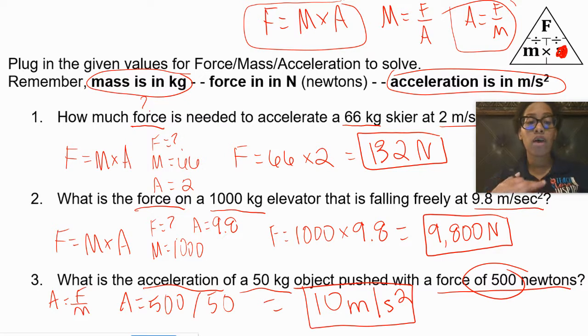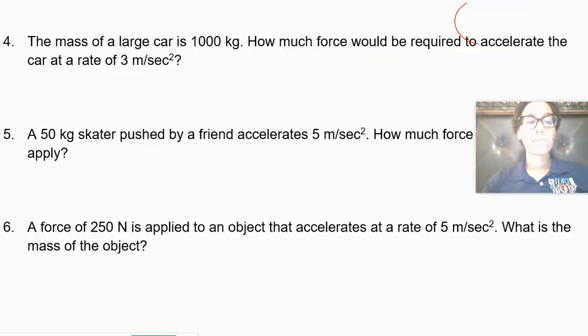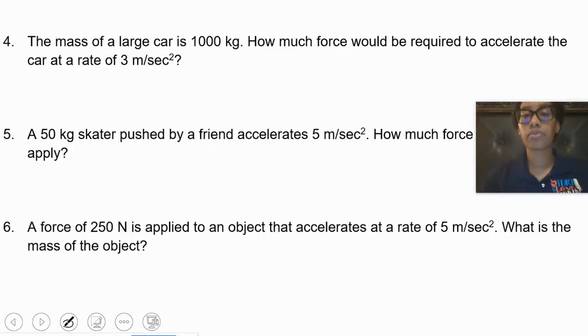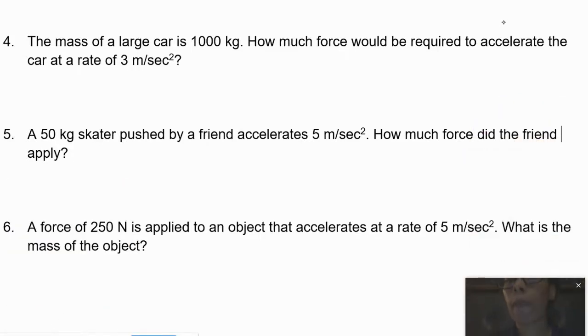So we've found force for two problems, and we've also found acceleration. The only other thing left is to find mass, and then we should be able to do all of the problems. So let's go to number four, and I'm going to rewrite the triangle just because it's not here. Okay, and you already have it on your paper. You don't have to use it unless you want to.